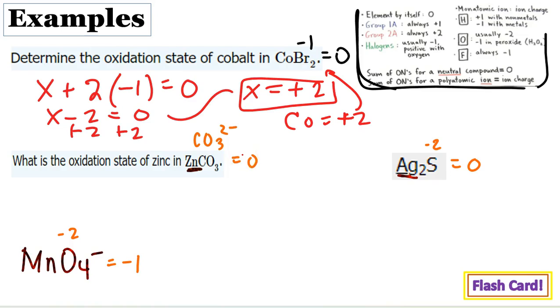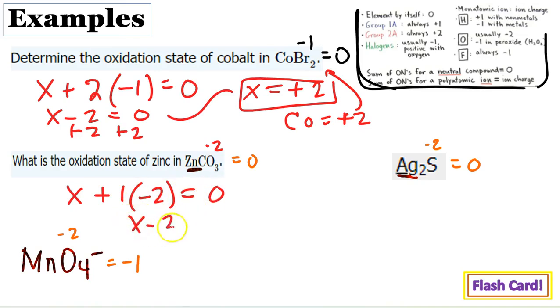Let's continue on with the ZnCO3. Again, we already said that our carbonate is going to be -2 here, so we would just go ahead and use that to our advantage. Let's do our math. We're trying to find zinc, so that's going to be our X. Added to our carbonate, there's only one of them and it has a -2 charge, and this whole thing is equal to 0. So X minus 2 is equal to 0. Going to add 2 to both sides. X is equal to +2 for our zinc.